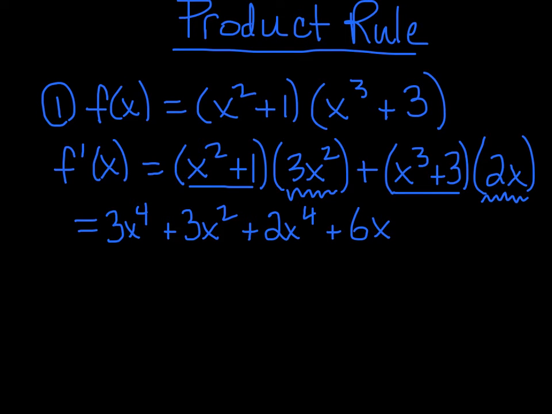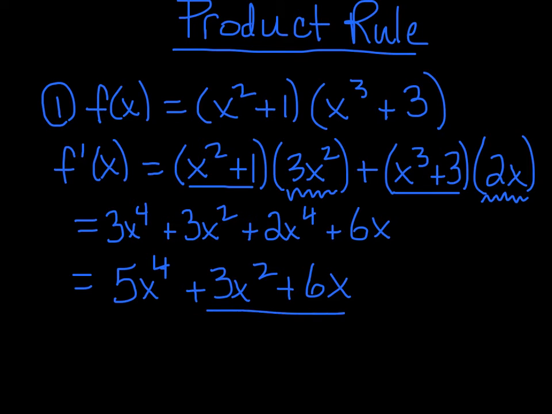and then plus 6x. Okay, and then you're going to look at your answer and say, ooh, we have like terms. So you're going to add the like terms: 5x to the fourth, plus 3x squared, plus 6x. Okay, and that is your answer to the problem.